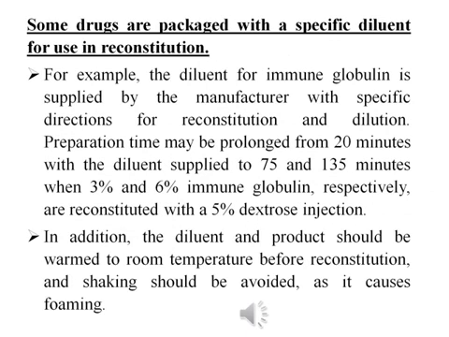Some drugs are packaged with a specific diluent for use in reconstitution. For example, the diluent for immunoglobulin is supplied by the manufacturer with specific directions for reconstitution and dilution. Preparation time may be prolonged from 20 minutes with a diluent supplied to 75 and 135 minutes when 3% and 6% immunoglobulin respectively are reconstituted with a 5% dextrose injection. In addition, the diluent and the product should be warmed to room temperature before reconstitution, and shaking should be avoided as it causes foaming.